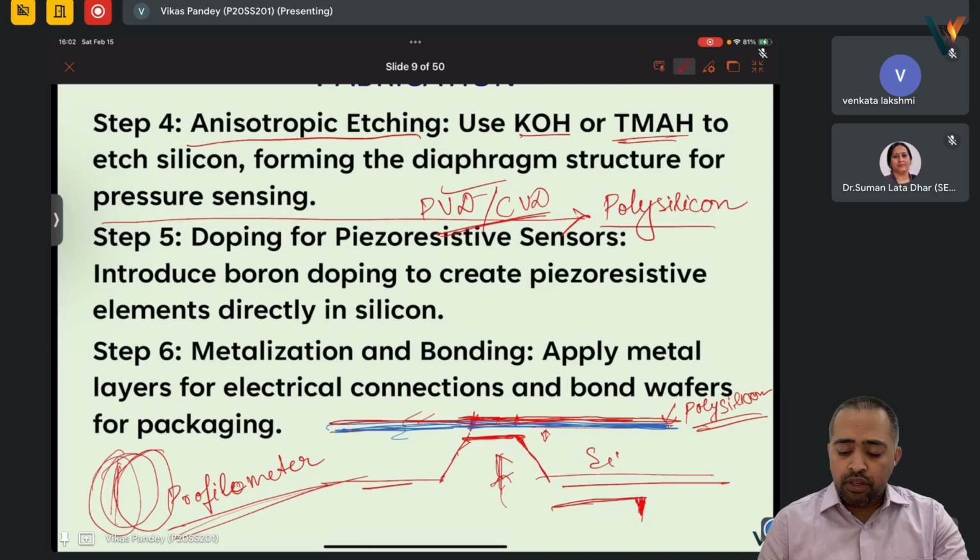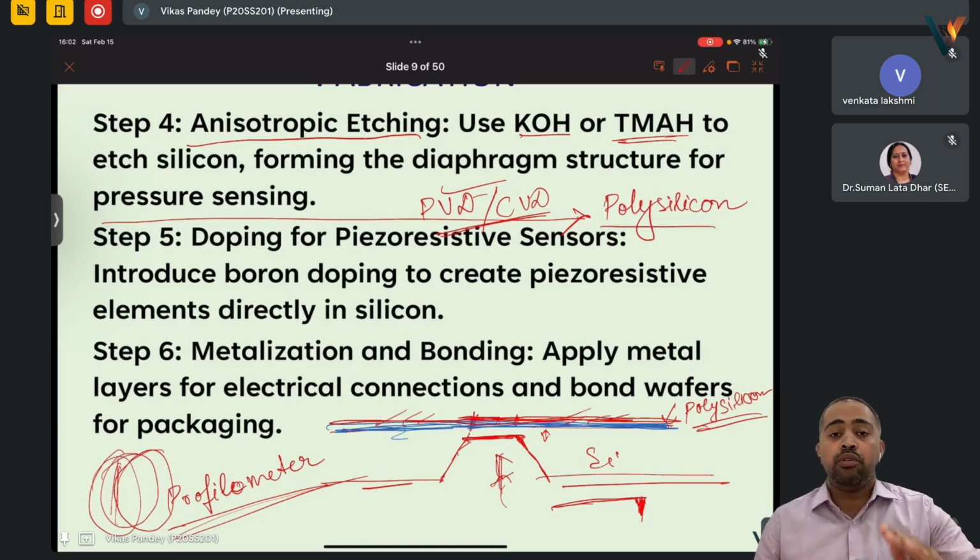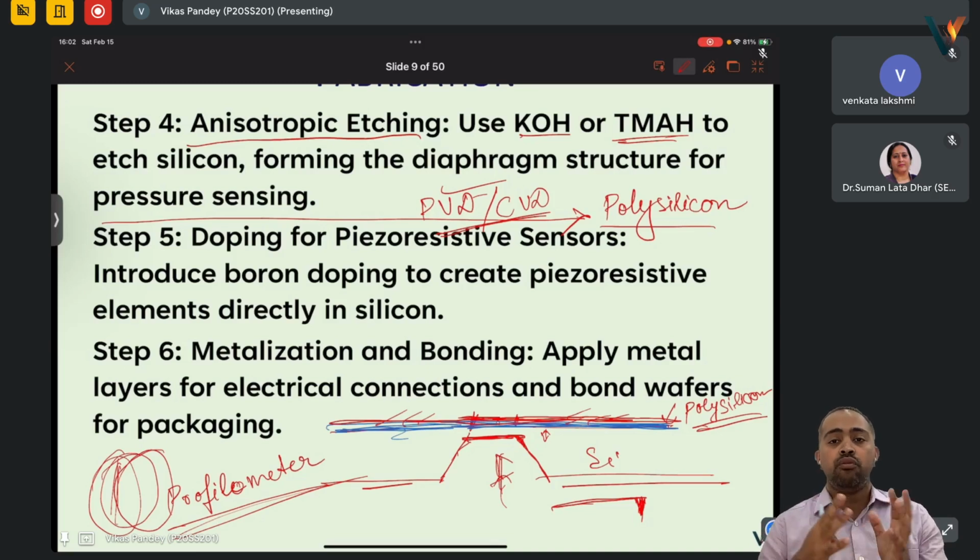So this is doped. Why doped? Because we want to have higher conductivity. It should not be fully insulating. If it is simply silicon, we cannot guarantee the flow of electrons, and we will not have an appreciable change in the resistance visible. That's why we make it a bit conductive, not conductive like metals, but we introduce some dopant to it.